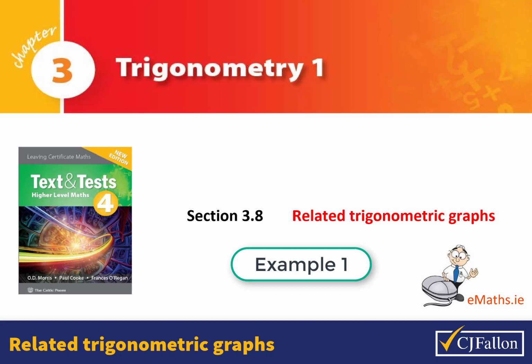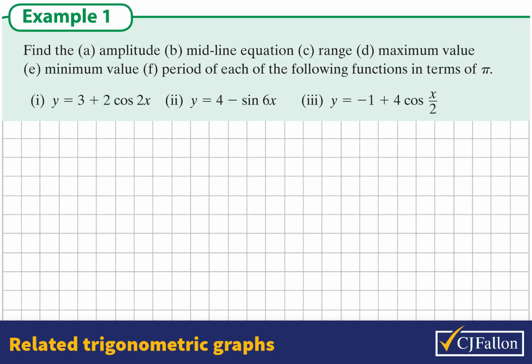In this question, we're looking at related trigonometric graphs to the sine and cosine functions. So we're asked to find the amplitude, midline equation, range, maximum and minimum values, and the period of each of these three functions. Each of the three functions has the shape y is equal to a plus b, either cos or sine of the angle cx.